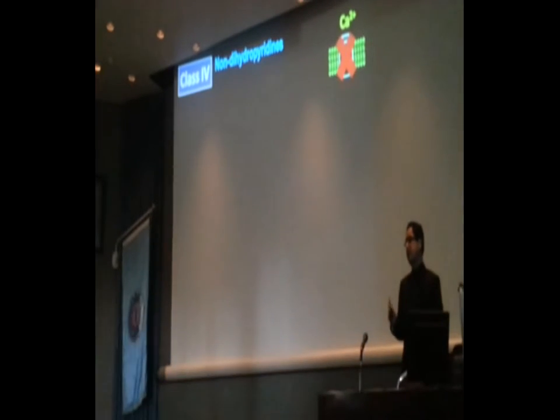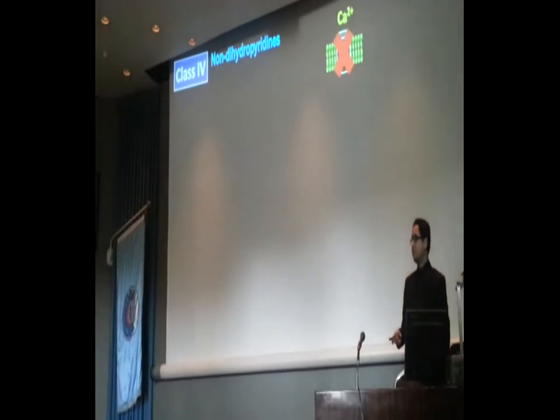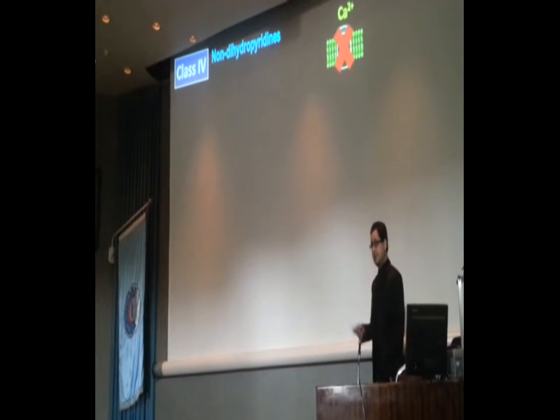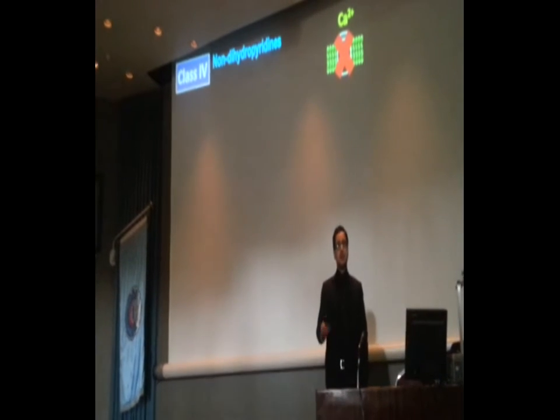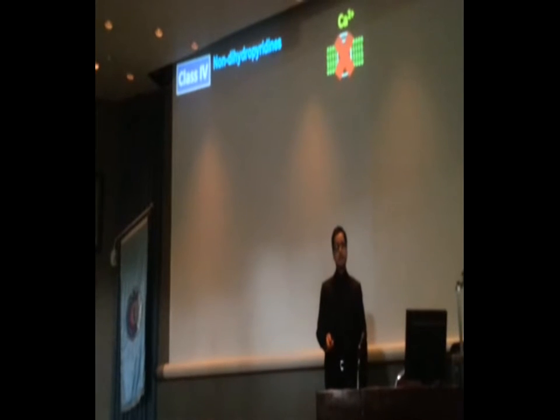Now, we have discussed before that there are two major types of calcium channel blocker, and these are the non-dihydropyridines and the dihydropyridines. And I mentioned in the previous lectures that the dihydropyridines are the ones used in hypertension. Okay?